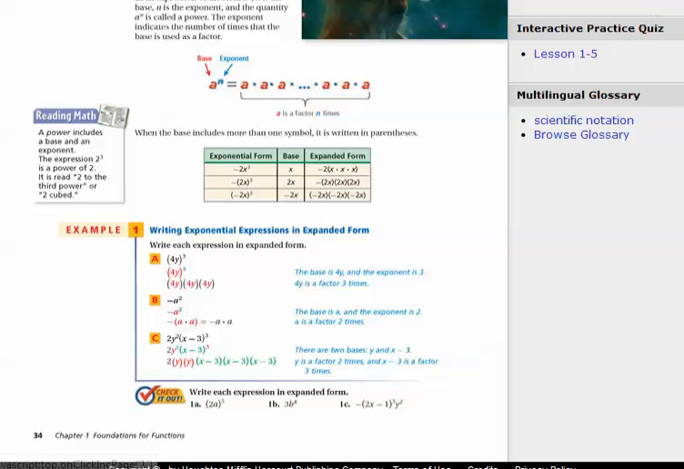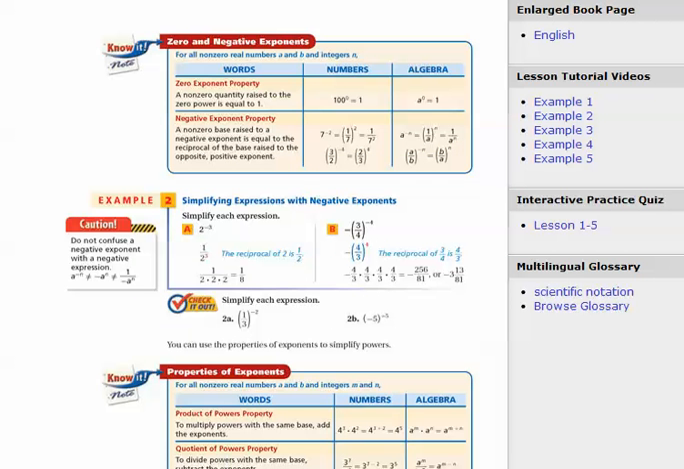Be very careful again. Now, there are some properties of exponents. There's a zero exponent property. Anytime you have a number to the power of 0, it's going to equal 1, unless it's 0. That's why they say non-zero. So any other number besides 0 raised to the 0 power is going to equal 1. You can even try that on your calculator.